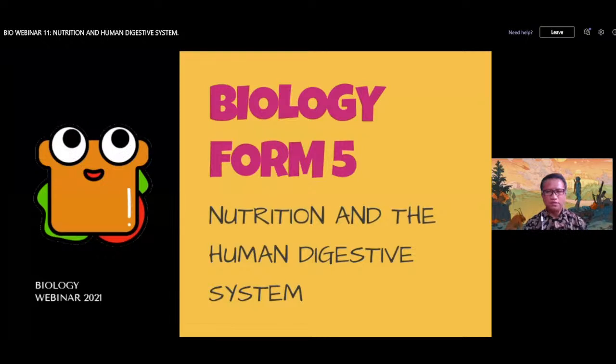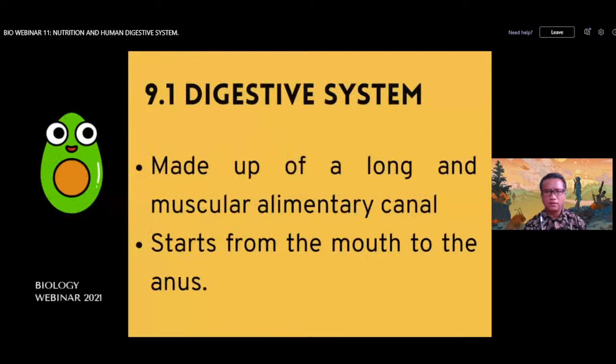Okay, today's lesson is on nutrition and the human digestive system, as you can see in the slide. This is chapter 9, form 4. All right, now let's go to the second slide. The introduction for the second slide is on the digestive system, the one that we have been learning since form 2.